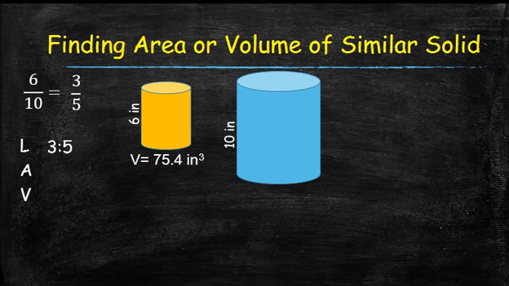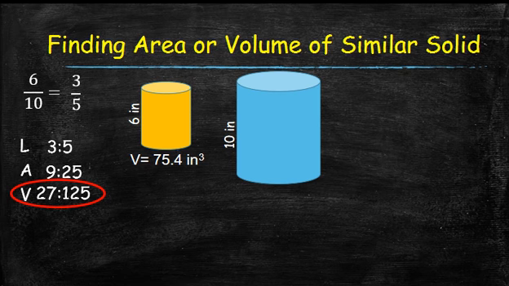For area, I'm going to square those. 3 squared to 5 squared, so that's 9 to 25. And then for volume, I cube the original ratio. 3 cubed to 5 cubed, so it's 27 to 125. Now, I'm looking at volume, so the ratio I'm going to use here is the volume ratio.